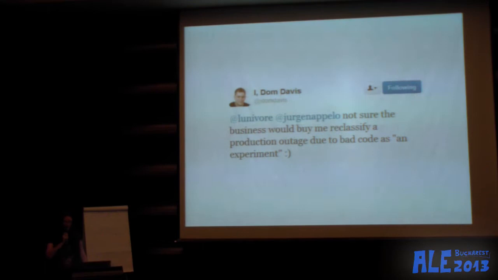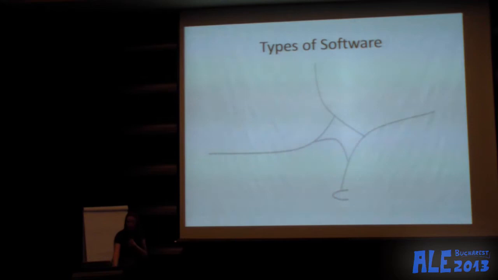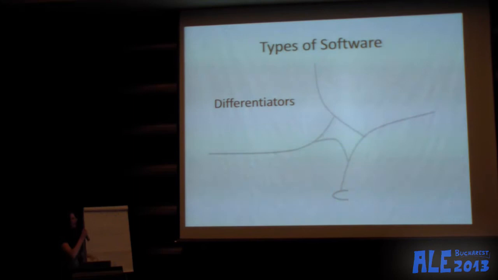So I want to talk about some different types of software and explain why this forgiveness principle is so important. Because it's inevitable that we'll make mistakes. And some of you from yesterday are already starting to recognize this diagram, and I did promise I would go through it today. So, the first type of software we have is a differentiator. This is something which we do that is different to everybody else out there.